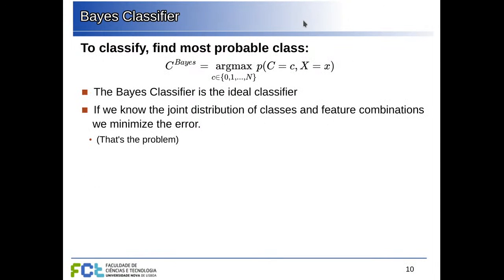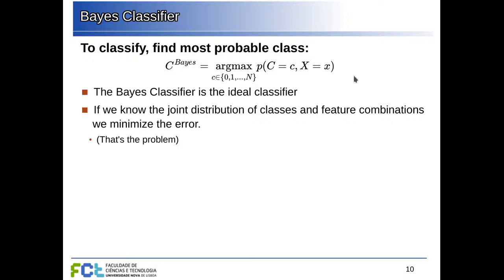So this would be the Bayes classifier. Let's suppose that we know what are the probabilities of all combinations of features and classes. So we have the full table for the joint probability distribution of features and classes. If we classify each point, knowing the features, into the class that has the largest joint probability with those particular features, then we minimize the error, because we're always picking the class that is most probable for those points. So in this sense, the Bayes classifier is the ideal classifier.